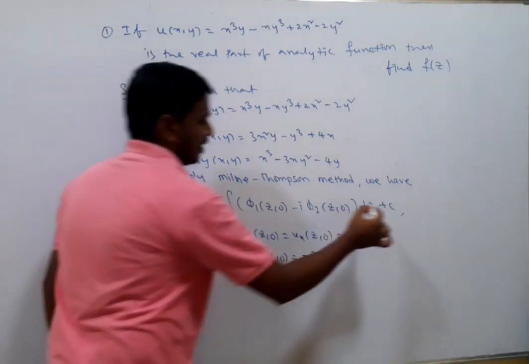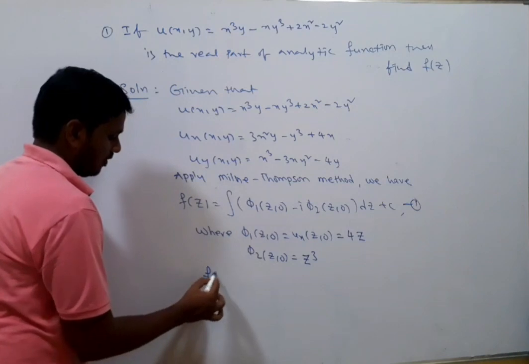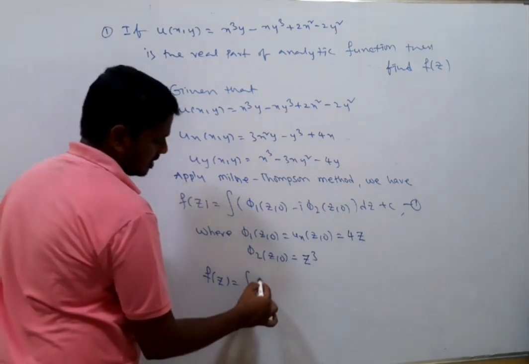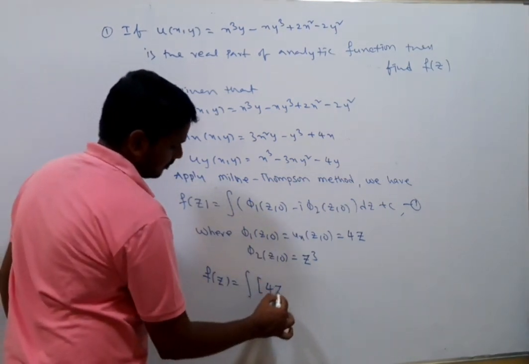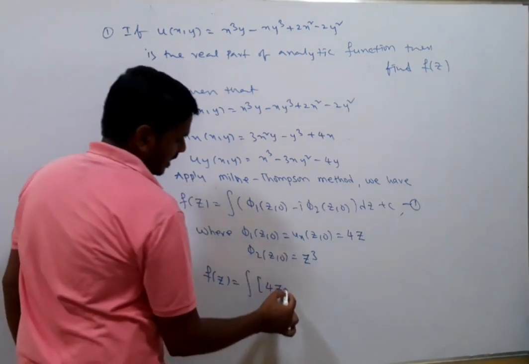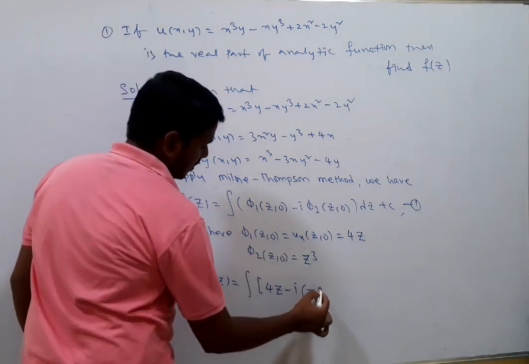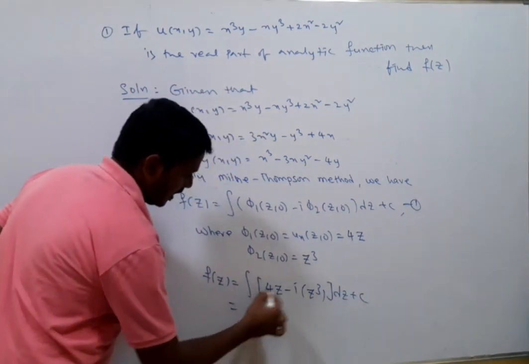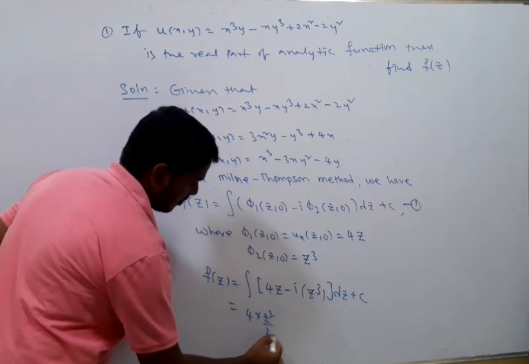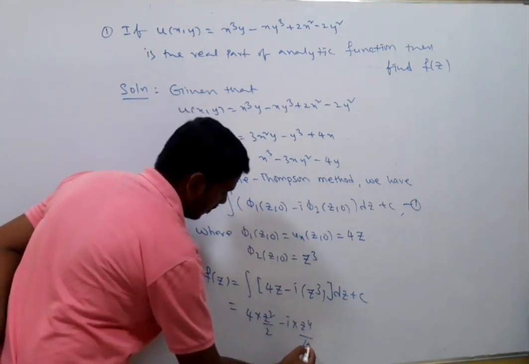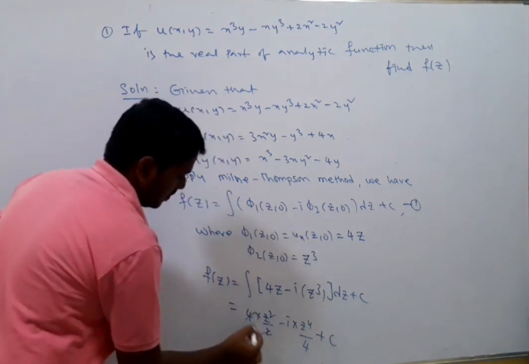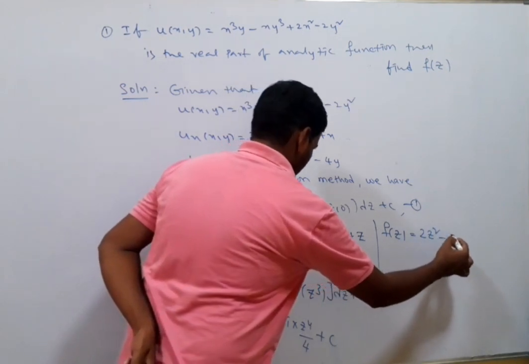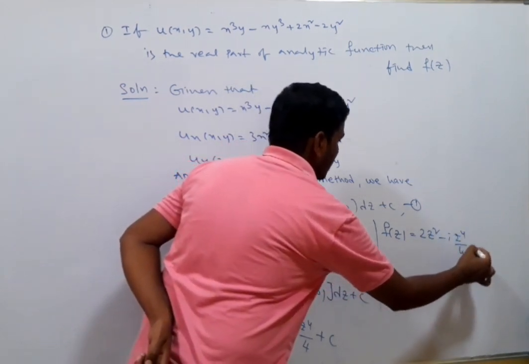Therefore, from this equation number 1, f of z is equal to the integral of, what is psi 1 of z comma 0? Here it is 4z. Next, i into psi 2 of z comma 0, it is z cube, dz plus c. Which is equal to 4 into the integral of z dz, z square by 2, minus i into z to the power of 4 by 4, plus c. Right, it is 2, so f of z is equal to 2z square minus i into z to the power of 4 by 4 plus c.